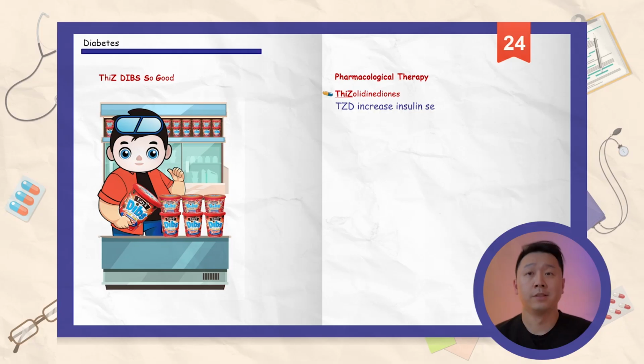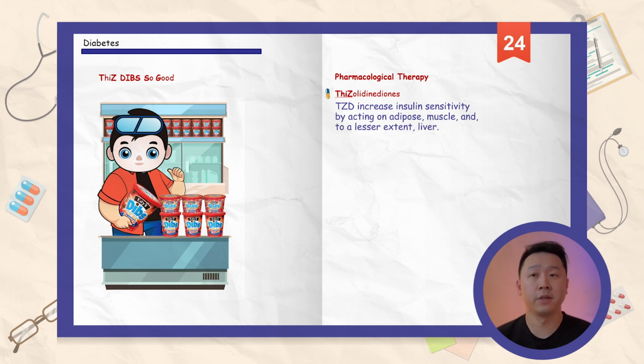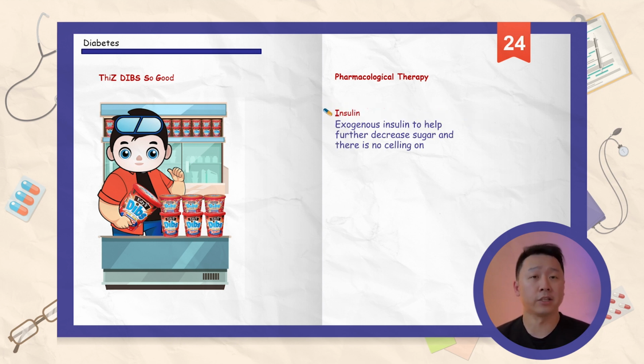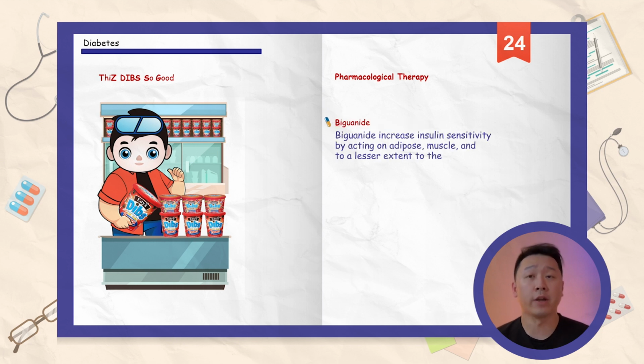Next, we will provide a brief overview on how these medications work. TZD increases insulin sensitivity by acting on adipose, muscle, as well as liver, but for the liver to a much lesser extent. DPP-4 inhibitors block the enzyme from degrading the incretin hormones such as GLP-1, therefore increasing the effect of GLP-1. Exogenous insulin helps further decrease sugar, and there is no ceiling in terms of dose, and it's more patient-specific.